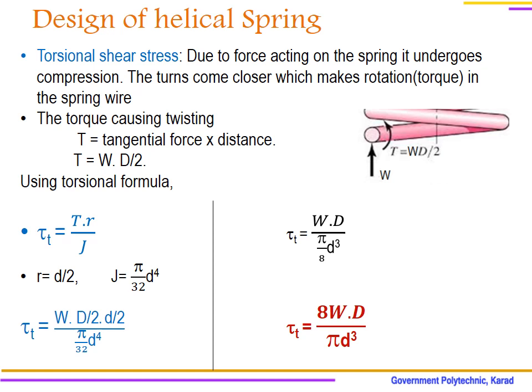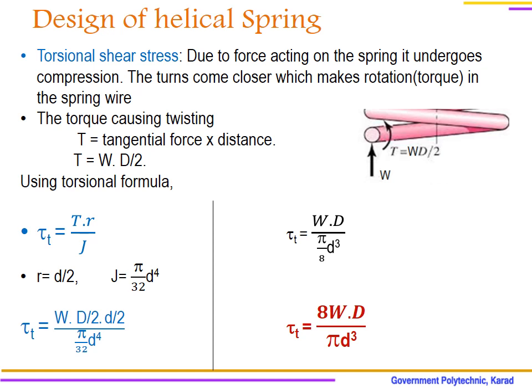So the distance of the surface from the center is small d by 2. J is the polar moment of inertia, and for a round section it is pi by 32 d raised to 4. If we put it in the relation of tau T, we get W D divided by 2 multiplied by small d upon 2 upon pi by 32 d raised to 4. So what we get is tau T is equal to 8 W D upon pi d cube.